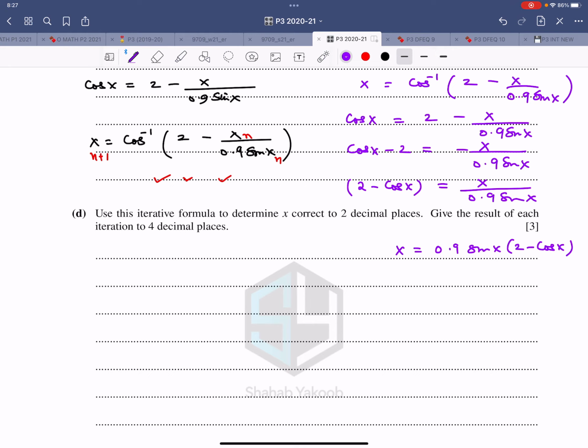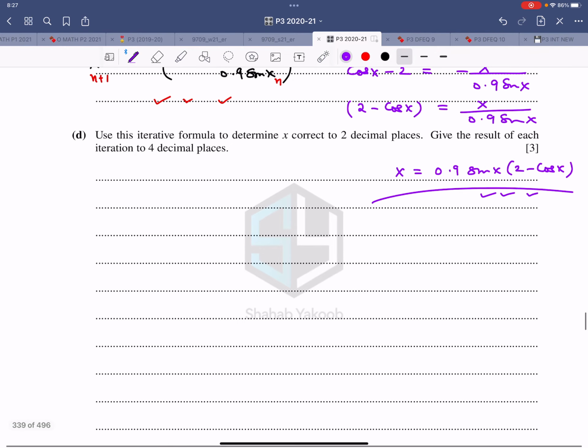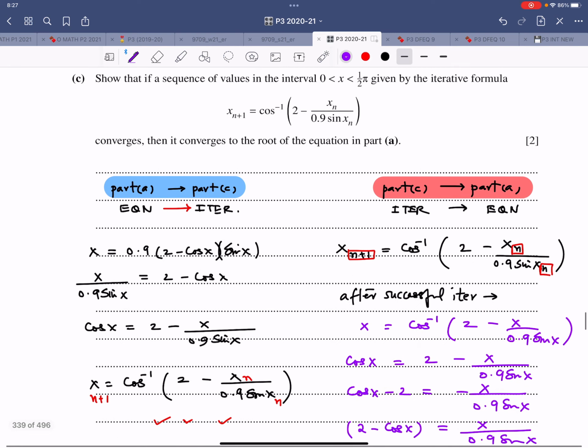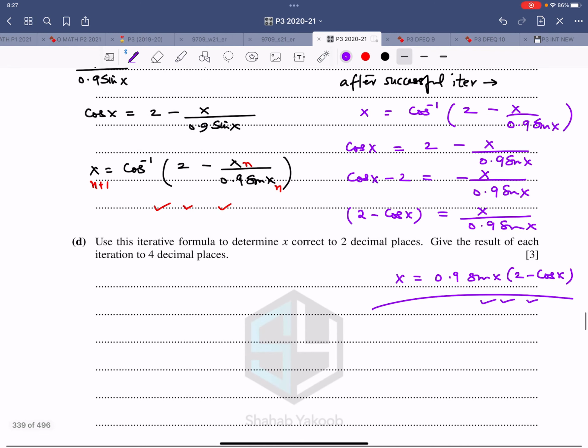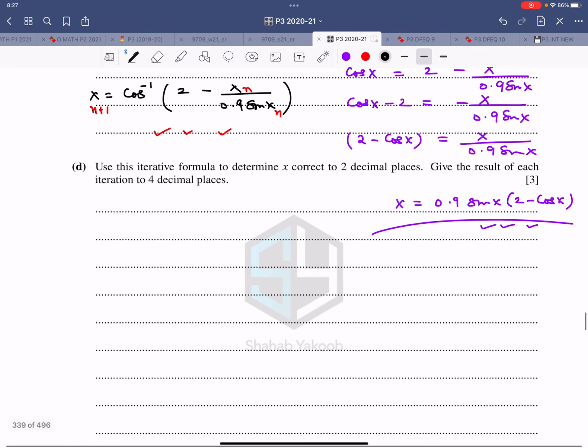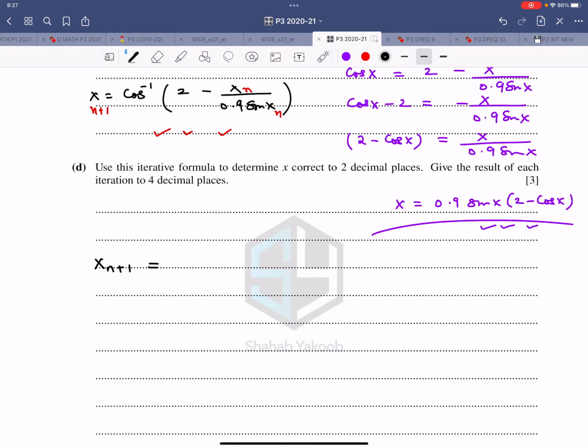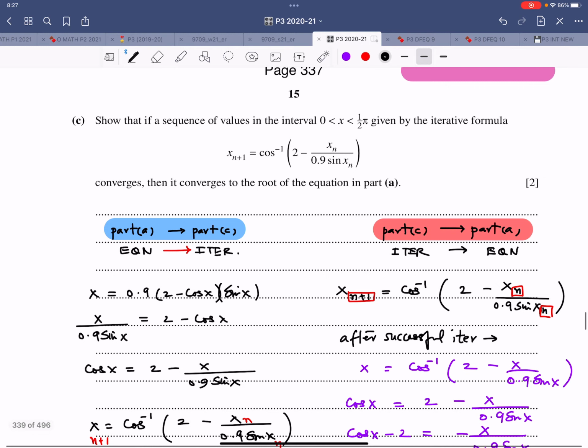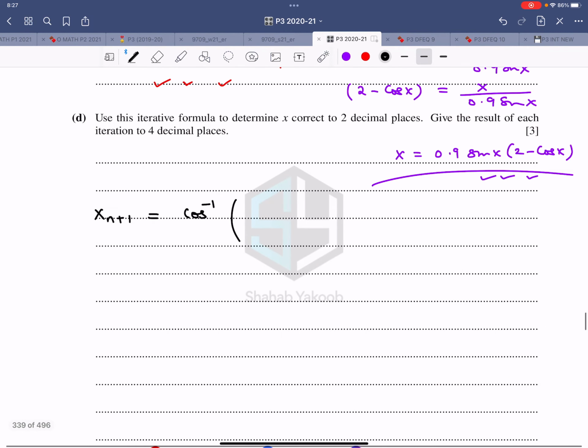Maybe the terms are forward, backward, they are changed or swapped. Now, what does it say? Use this iterative formula. Where is the iterative formula? x subscript n plus 1 is cosine inverse of 2 minus x subscript n over 0.9 sine of x subscript n. Now this takes some time. It's easy, but it takes some time.